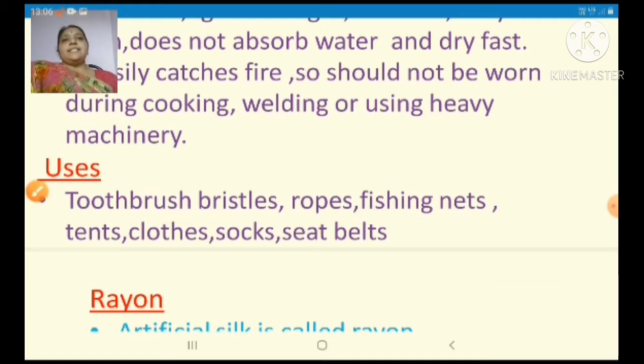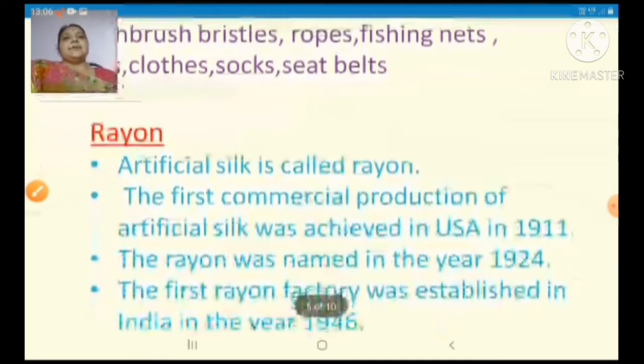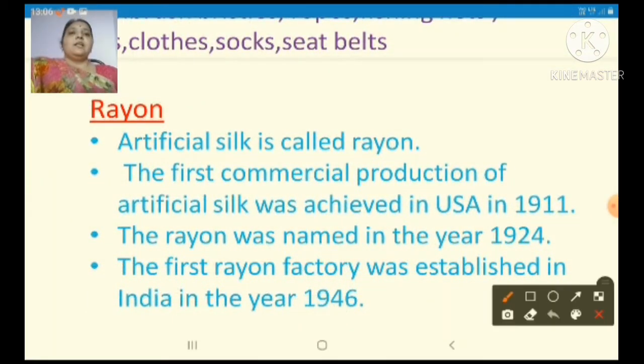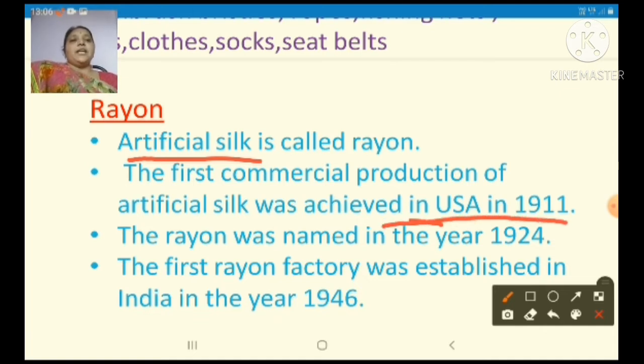Now we'll discuss the next synthetic fiber, that is rayon. Rayon is also called artificial silk. That means rayon is very similar to silk, but it is a synthetic fiber. This artificial silk is not made from the silkworm, but it is made from chemicals. The first commercial production of artificial silk was achieved in the USA in 1911. Rayon was named in the year 1924, and the rayon factory was first established in India in 1946.